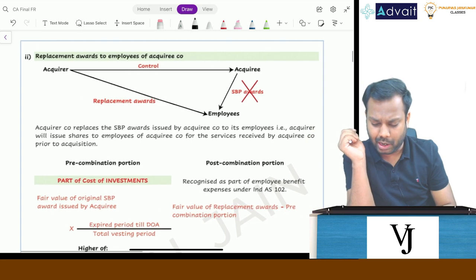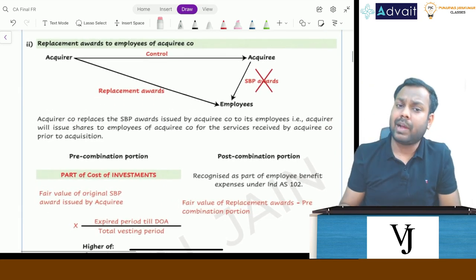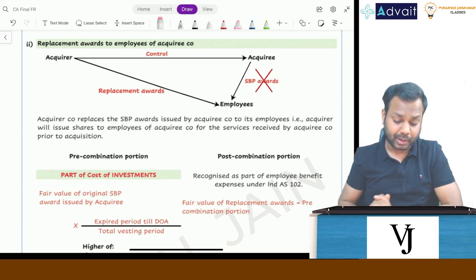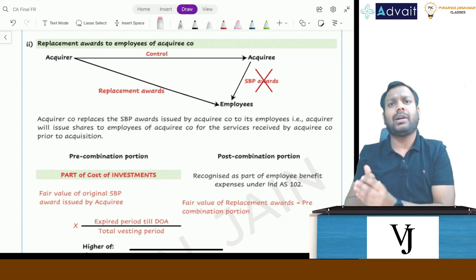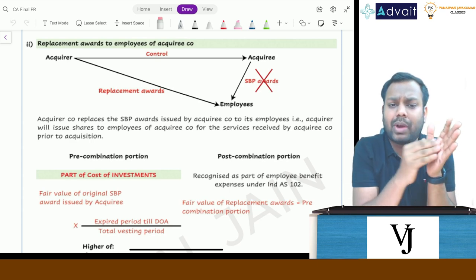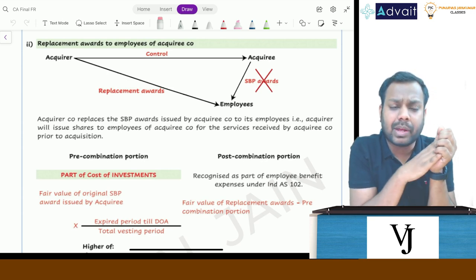Coming to replacement awards, a very good question and a very good concept, and a concept which has been tested in the exams also twice, I believe. Now, understand, guys, replacement awards. Let's suppose now Tata wants to acquire Zomato. Zomato has already issued share based payment plans to its employees.